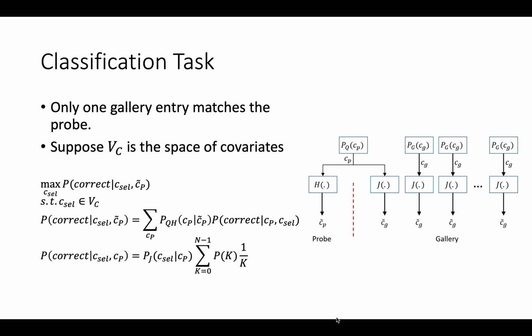In the classification task, we are trying to optimize the following program. Essentially, we want to select a covariate value to perform the matching such that it maximizes the probability of correctness given a particular noisy observed covariate value. And once we have this covariate value, we find an entry in the gallery set, or in the set of classes, that matches the selected covariate value C cell. We are currently performing experiments for this task and we will report results soon.